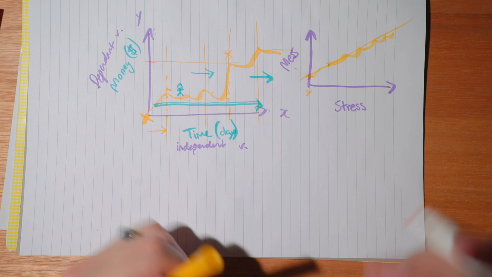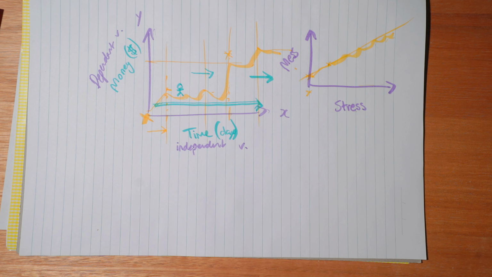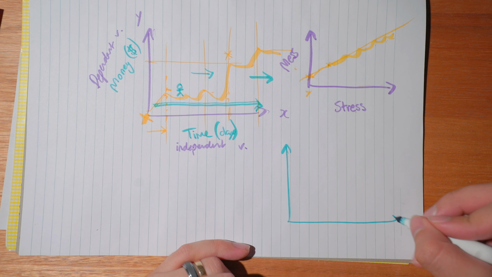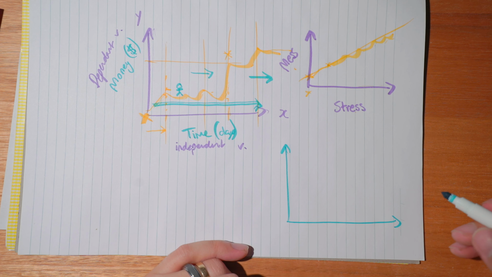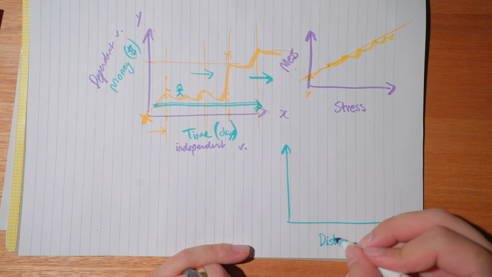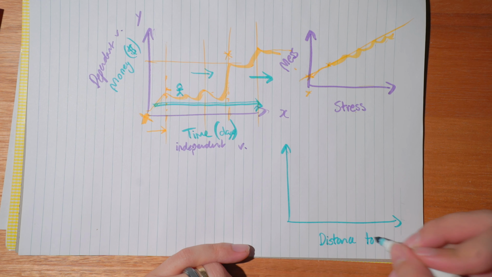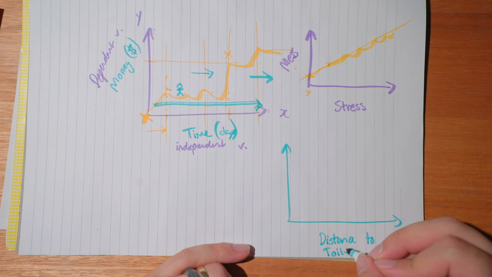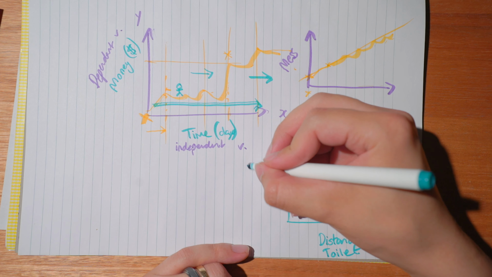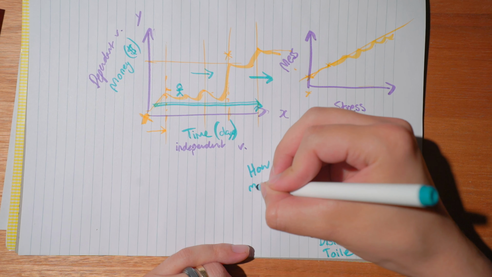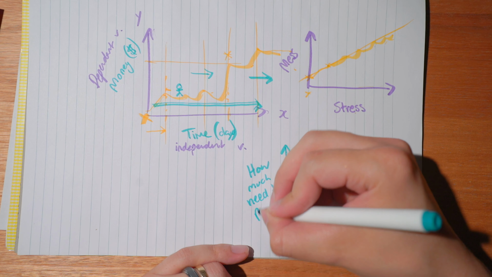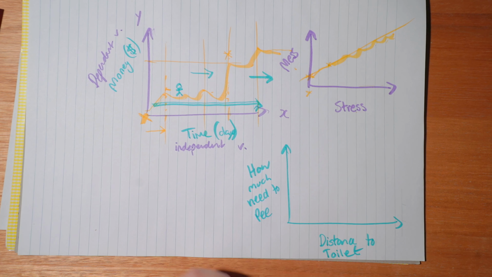All right, well, let's look at another example, something that I remember as a kid. Whenever we had to go to the beach or were driving home from a long trip somewhere, I found that distance to the toilet had a profound influence on how much I needed to pee. So, what would this graph look like?